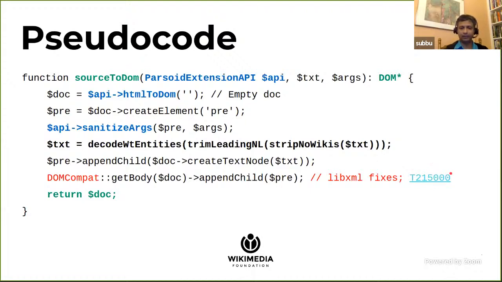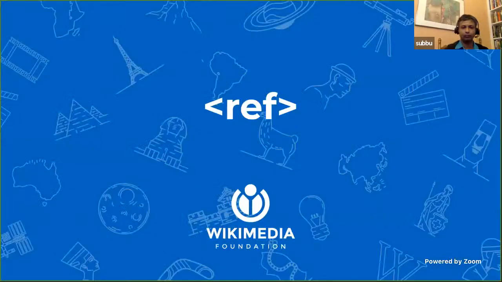But that's a minor tangent, but broadly, pre is fairly straightforward. You create a DOM, you process the text, add the text to a pre tag, and return the DOM. That's it. So those two are fairly simple.